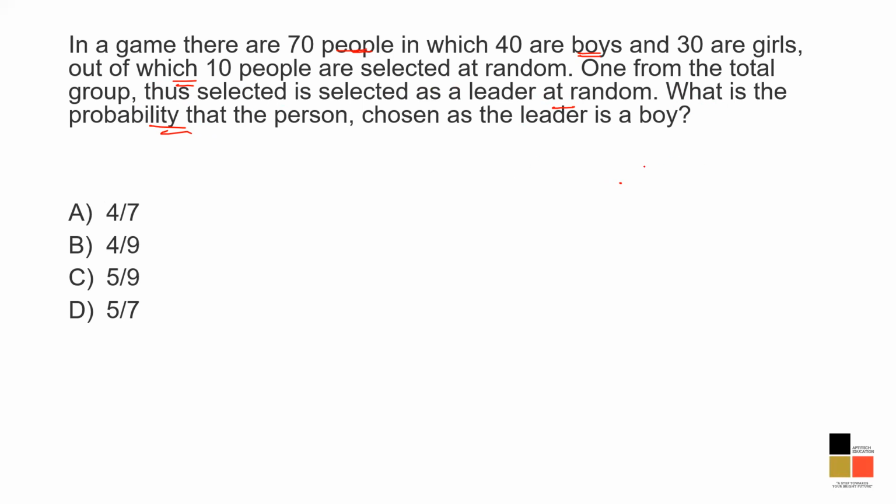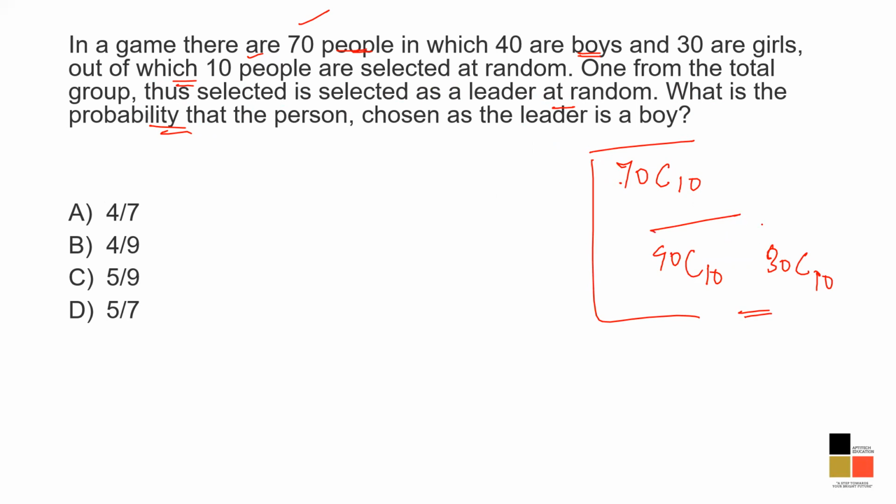Now what people will start doing is they see 70, they see 10, so they will start doing 70C10, then 40C10, 30C10. They'll use all the cases and just get caught up in all these cases. Do not go into all these selections and cases and the final number of arrangements. Do not go into all of that. I'll tell you a simple way.